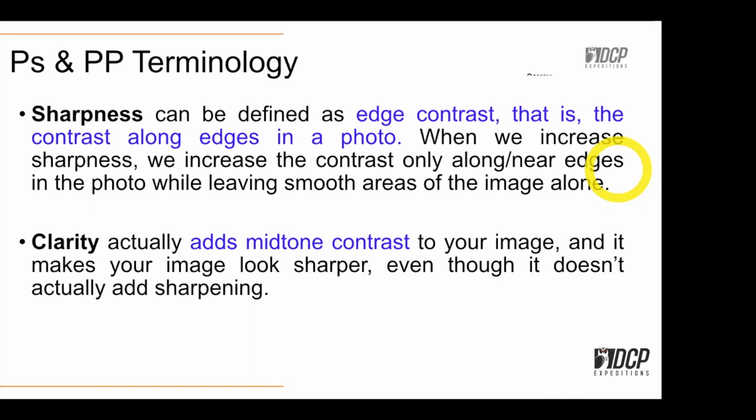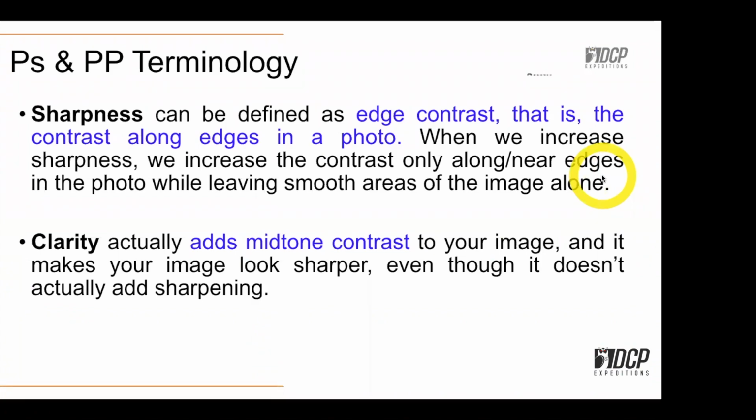You have a landscape image, or a tiger image, or a portrait. Suppose you are capturing a portrait and you want to increase the sharpness. Sharpness and contrast would only be increased on the edges. It means the ear, eyes, eyebrows, nose, and not the cheek part. So sharpness is defined as edge contrast, that is the contrast along the edges in an image.